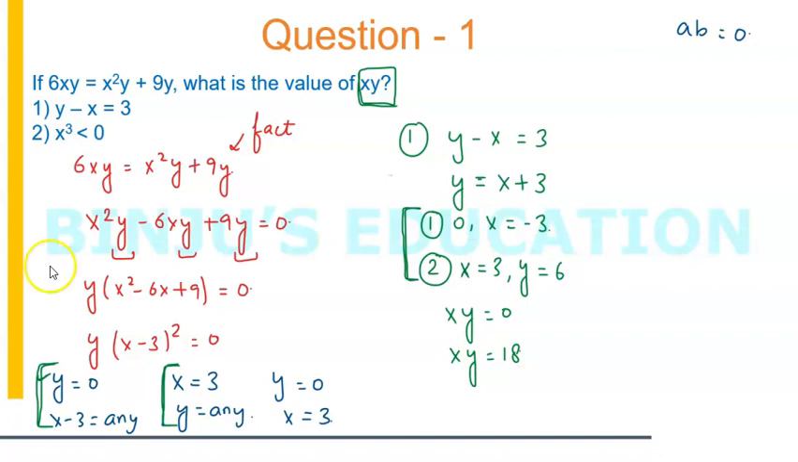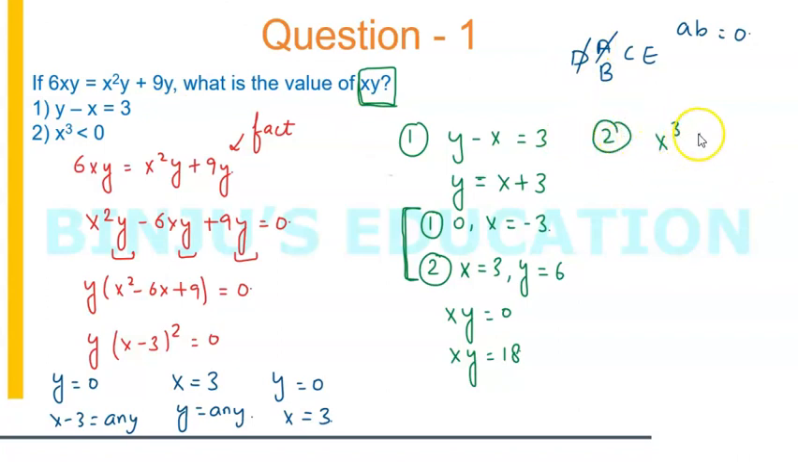Which means now I'll move to statement number 2, and before that we know that it's D, A, B, C, E. So A goes, which means D goes. Let's move on to the second one. It says that x cube is less than 0. Now if x cube is less than 0, then one thing is for sure, that is x will be negative.